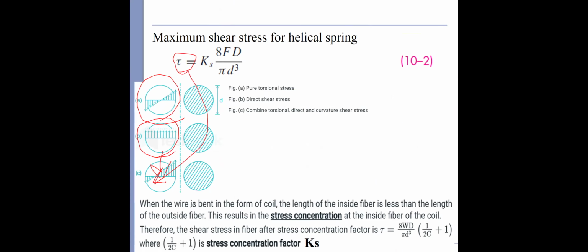Okay, so when the wire is bent in the form of a coil, the length of the inside fiber is less than the length of the outer fiber. Because of this, we call this the coil curvature effect. Therefore, we have to use the correction factor Ks, which we mentioned previously. This coil curvature effect results in stress concentration at the inner ring of the coil. Therefore, the shear stress in the fiber after stress concentration, tau, will equal this term.